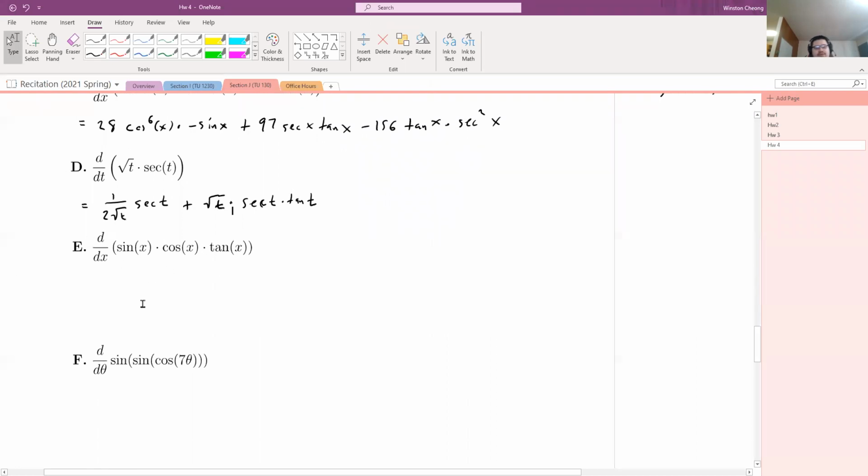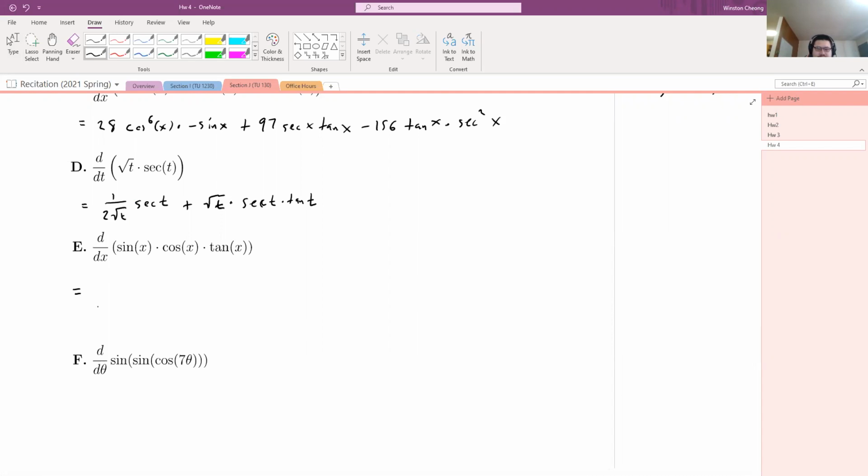All right, E. I explained to you guys the generalized product rule. Hopefully you were there for that. But if not, the idea is that if you have multiple functions that are being multiplied together, it's going to be some kind of a product rule.